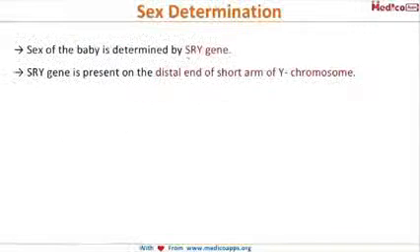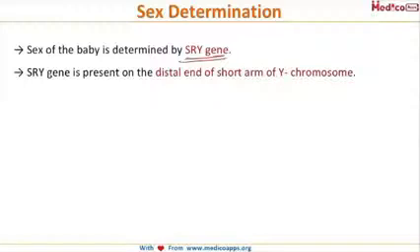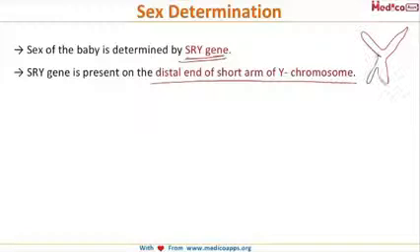So what determines the sex of the baby? And all you need to remember in this is the SRY gene, located on the distal end of the short arm of the Y chromosome. And to remember this, you need to remember this picture.